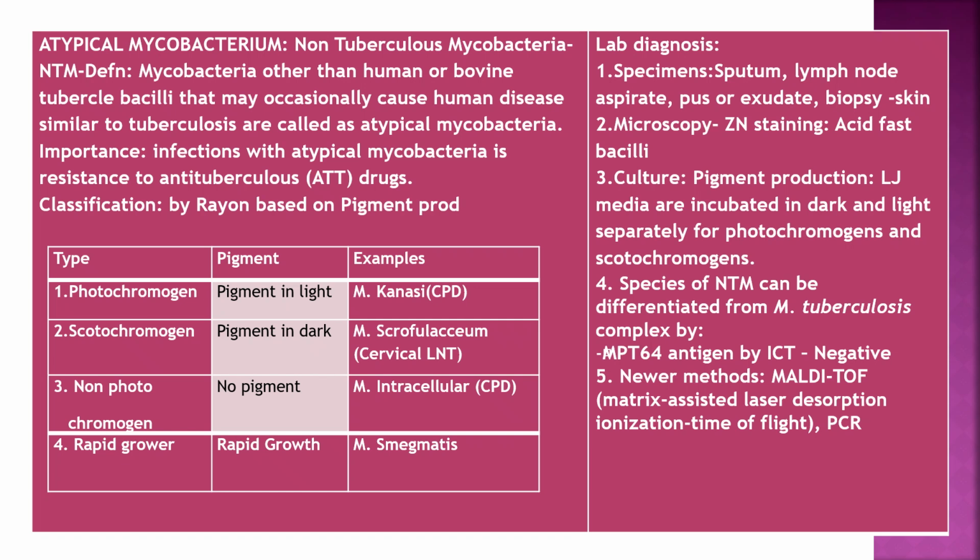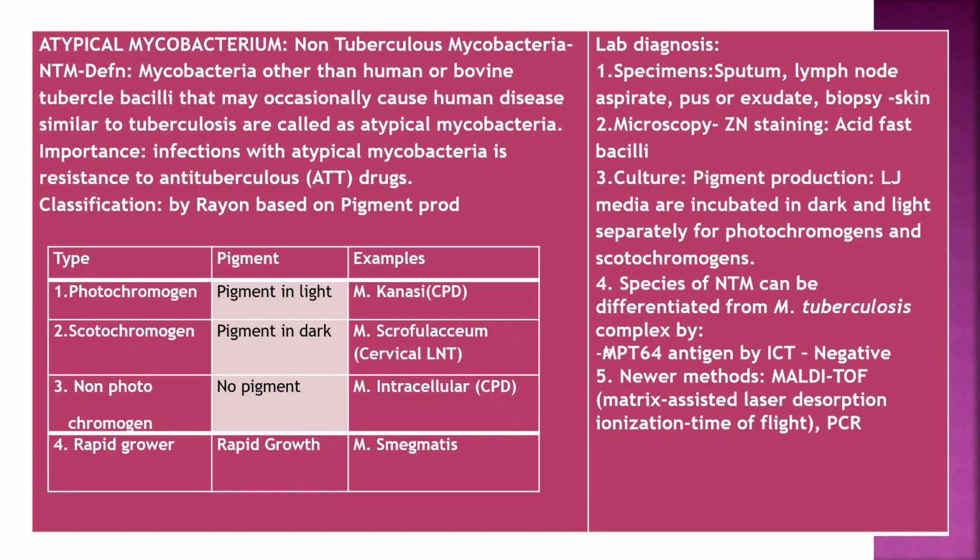Classification by Runyon, depending on the pigment production. Photochromogen, pigment in light, example M. kansasii, which causes chronic pulmonary disease. Scotochromogen, pigment in dark, example M. scrofulaceum, which causes cervical lymphadenopathy. Non-photochromogen, no pigment production, example M. intracellulare, which causes CPD. Rapid grower, rapid growth, M. smegmatis.